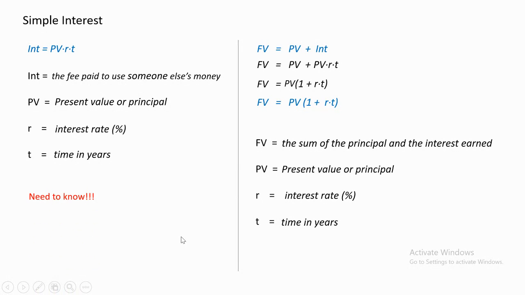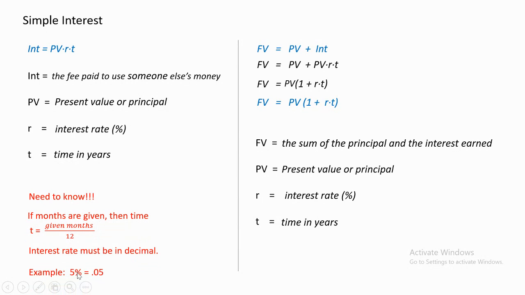There's something very important here. If months are given, then the time will be the given months divided by 12, because the time has to be in years, and there are 12 months to a year. Also, the interest rate must be in decimal, so you have to convert percent to decimal. For example, if you have 5%, you move the decimal place 2 places to the left and drop the symbol. So 5% is equal to 0.05. That's crucial for this chapter.